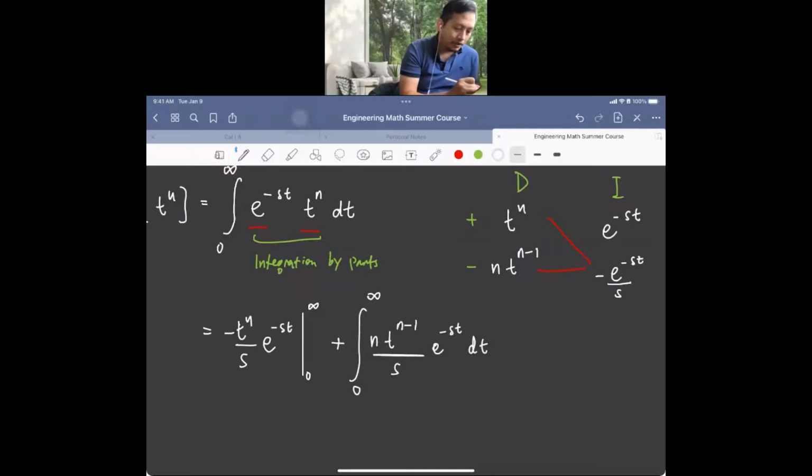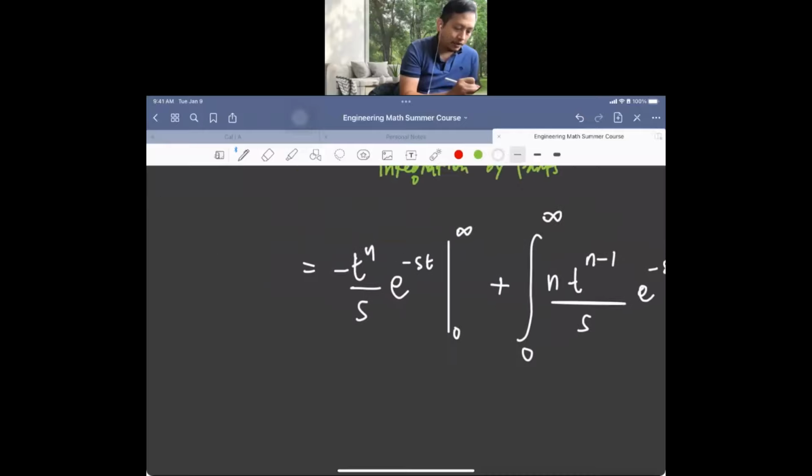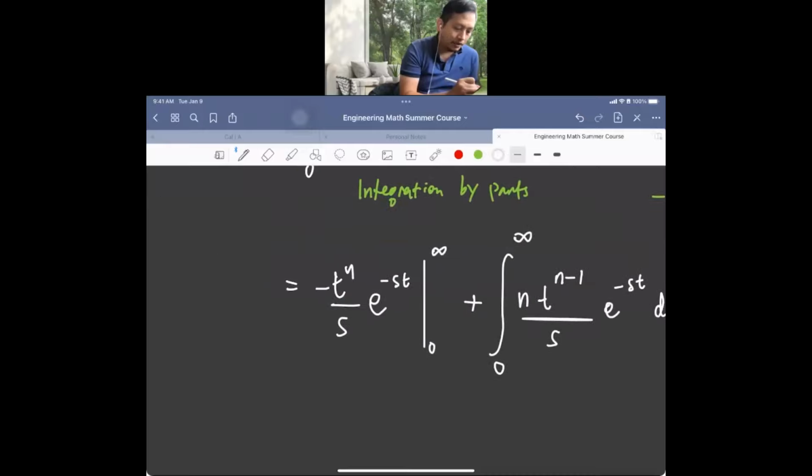Okay, it seems we are having another integration. But let's check the left side here, the left part of the equation. We put infinity. If we put infinity, what will happen?